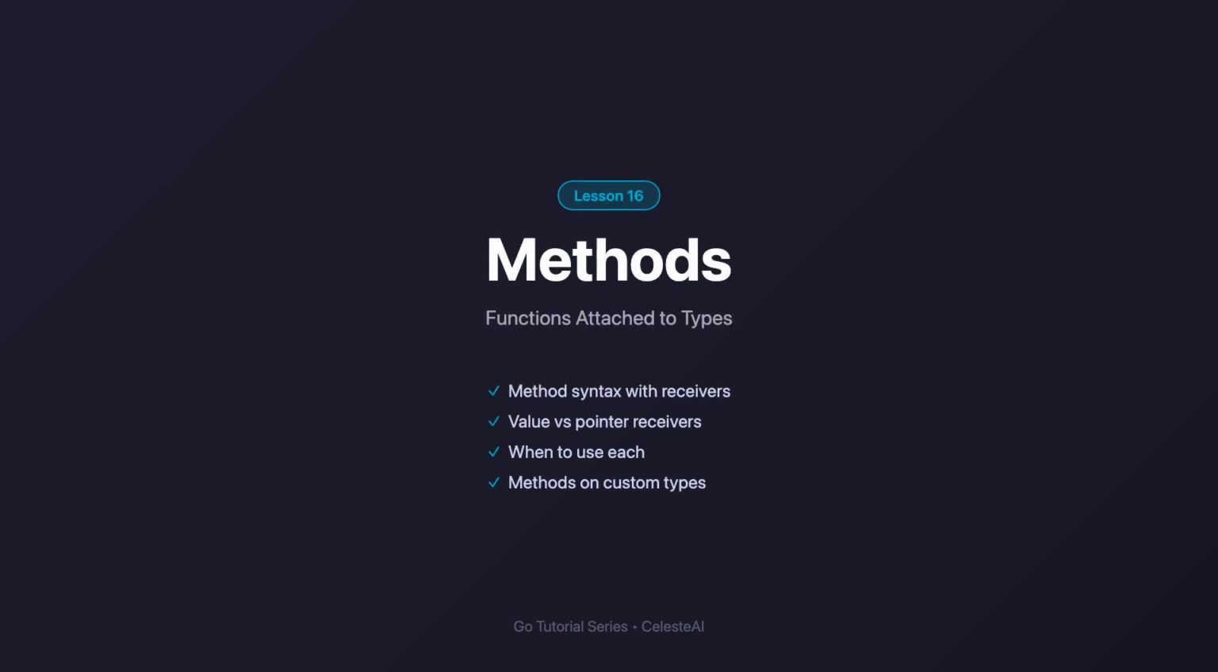Welcome to Go Lesson 16, Methods. Methods are functions attached to types. They give your type's behavior. In this lesson, you will learn to define methods, use value and pointer receivers, and understand when to use each. Methods are what make Go feel object-oriented, even without classes.